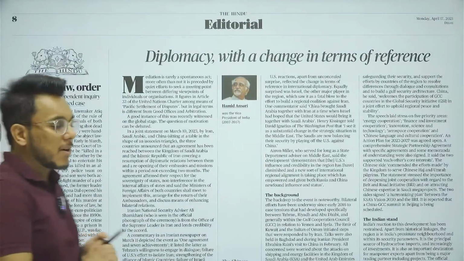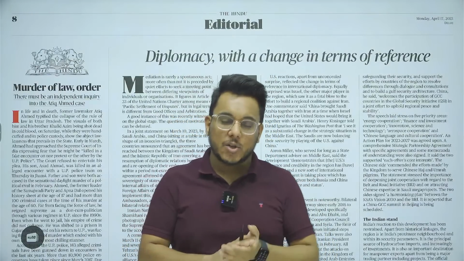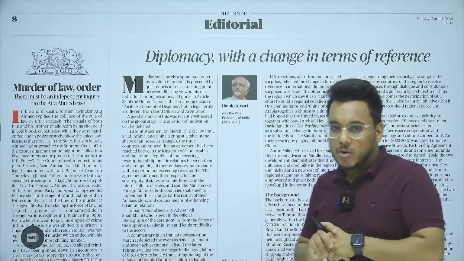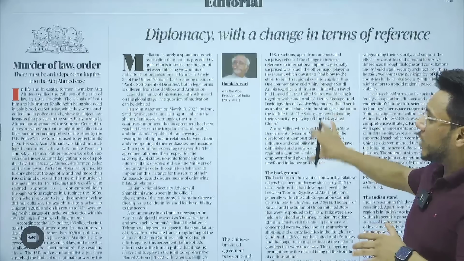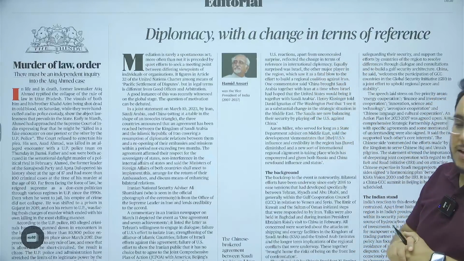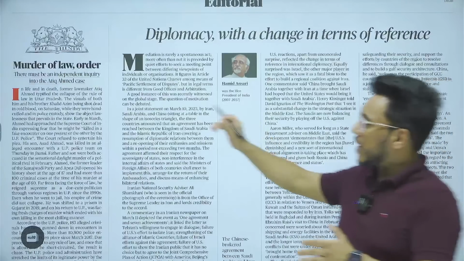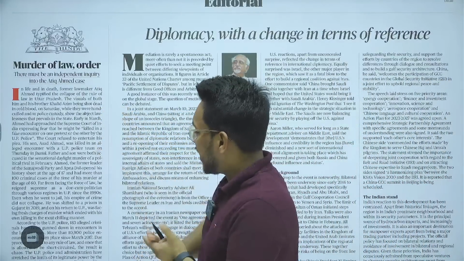Understand this particular thing, guys, that the regional section will be different if you are having a different edition of the Hindu newspaper. Let's say if you are having the Hyderabad edition or Bangalore edition, it will be different, but much relevant articles are not there. Now coming to the editorial page, diplomacy with the change in terms of reference. We'll see this particular article with respect to the exam. The murder of law and order, there must be an independent inquiry.